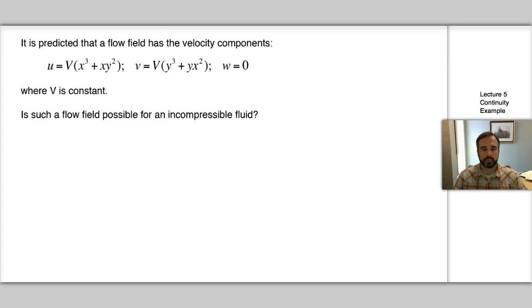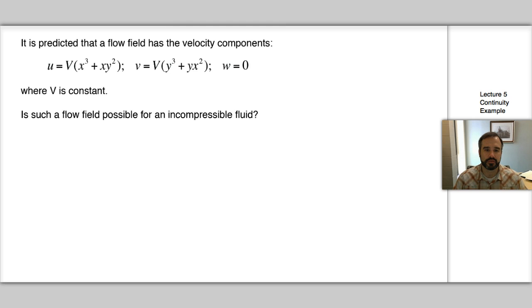Okay, in this example, we're asked to determine whether or not a flow field is possible based on continuity. So we're told that it's predicted that a flow field has velocity components u equal to V times x cubed plus xy squared, v equals capital V times y cubed plus yx squared, and w equals 0, where V is some constant. Is such a flow field possible for an incompressible flow?